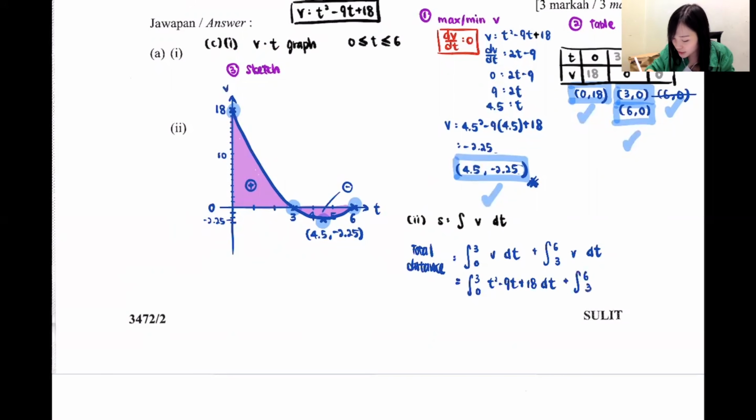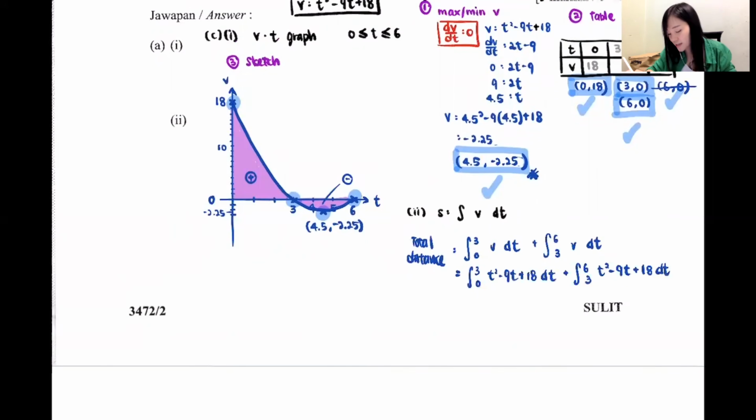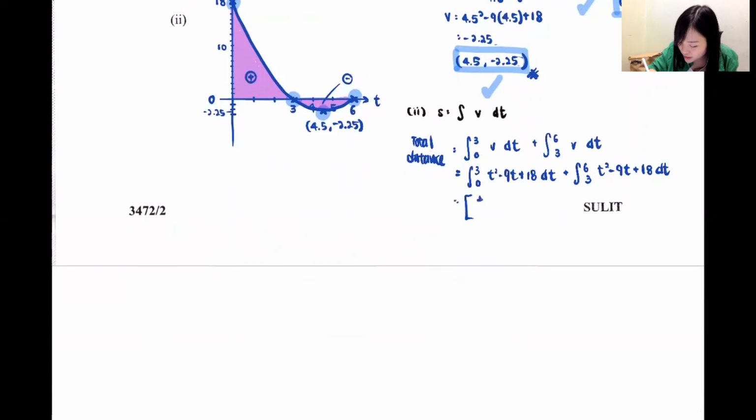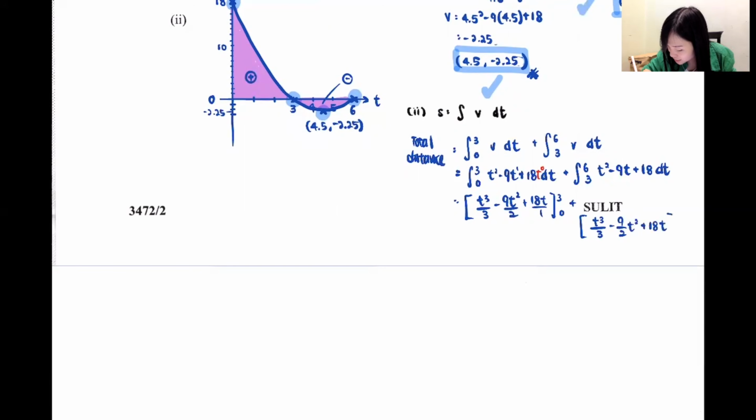Same for this, 6, 3. T squared minus 9t plus 18 dt again. Okay, let's start to integrate it. Power plus 1, divide. Power plus 1, divide. This 18 has no t, so it's t power 0. 0 plus 1, 1 over 1. Sub 3, 0. So same for the back one. I write here, t cubed minus 9 over 2 t squared plus 18t. Sub 6, 3. Sub 3 minus sub 0.